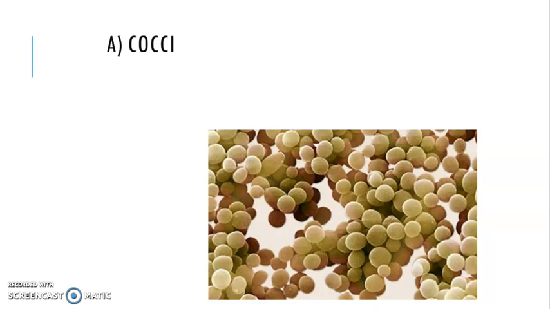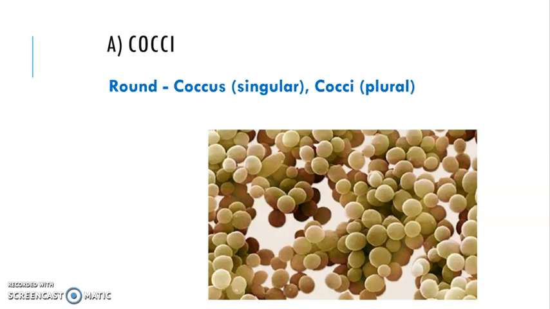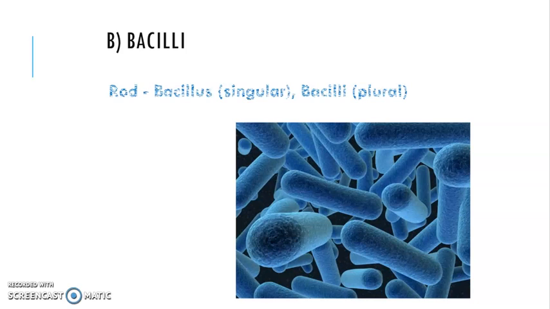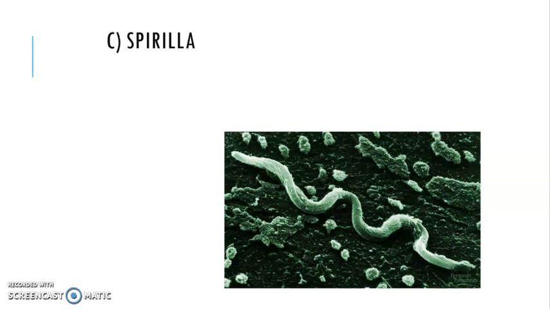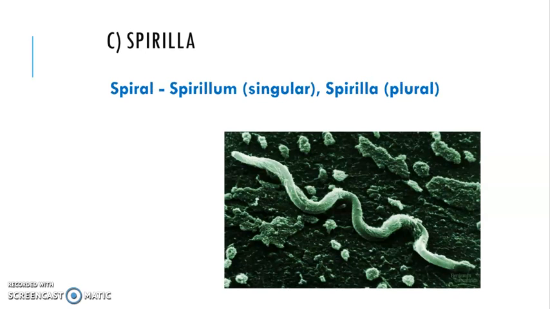The first shape is cocci. That is a round bacteria. You can see it almost looks like Cocoa Puffs. Our second shape is bacilli. They are rod-shaped. I like to think Mike and Ike. And our third shape is spirilla, or a spiral shape, like a little wiggly worm. Now, these three words are the root words of our bacteria's name.